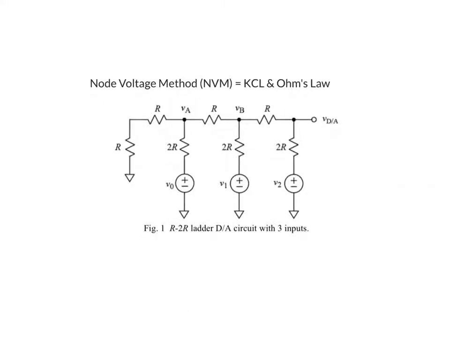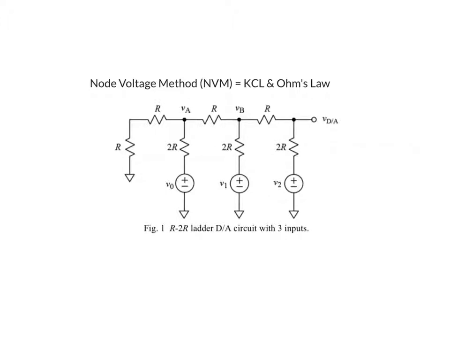Alright, I'm going to demonstrate a simplified method for solving a circuit. Solving a circuit means finding all of the unknown parameters, in this case the node voltages at VA, VB, and VDA. Of course, those are all the voltages with respect to ground, as usual for a node voltage. So the node voltage method is just KCL combined with Ohm's law. In fact, it's called the voltage method, but it's actually currents.